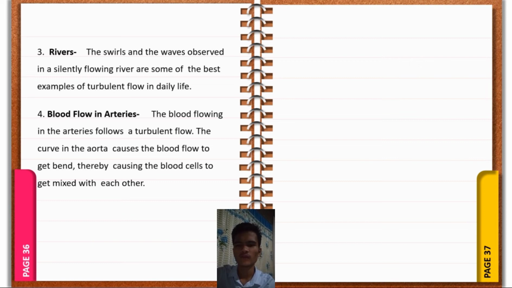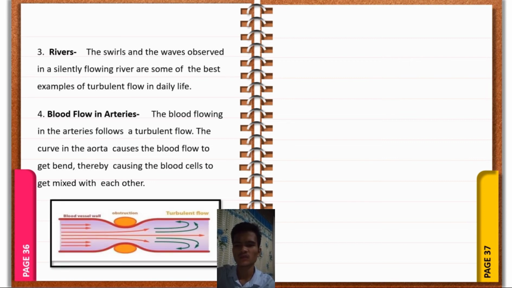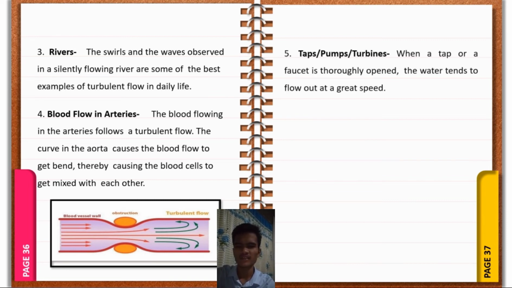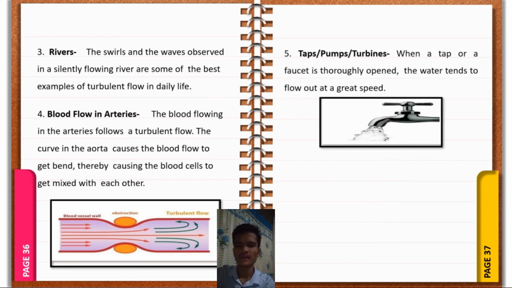The blood flowing in arteries follows turbulent flow. The curve in the aorta causes the blood flow to get bent, thereby causing the blood cells to get mixed with each other. So, even in our arteries, the flow of blood also shows turbulent flow. Next is number 5, taps, pumps, turbines.